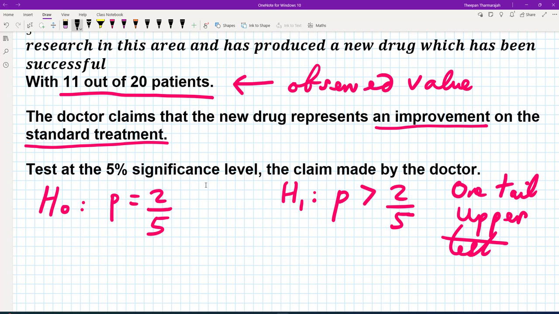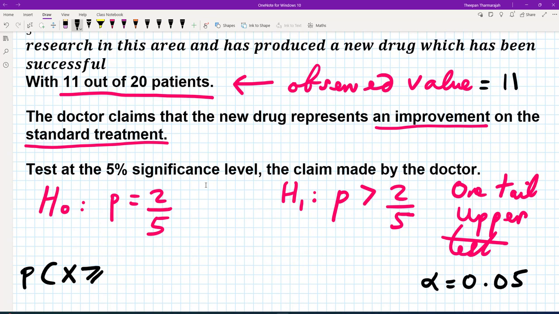Then we say alpha is called the significance level, and that's 0.05 because it's 5%. Then we calculate the probability of X being greater than or equal to the observed value. In our case, the observed value is 11. So we're going to work out the probability that X is greater than or equal to 11. I've taught this to you in previous videos. You do 1 minus the probability that X is less than or equal to 10. We can get that from our calculator quite easily.